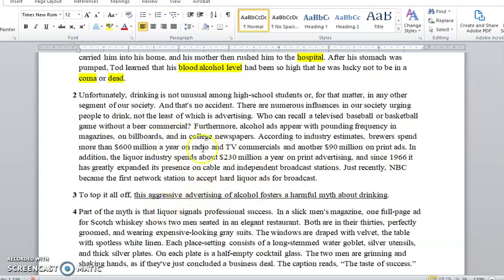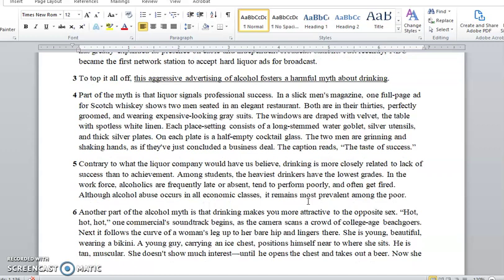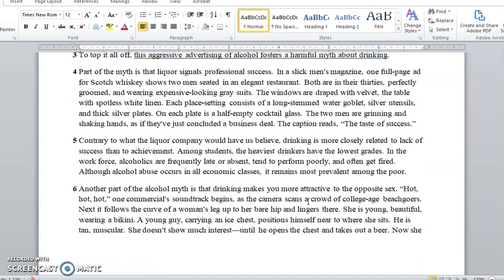And in the paragraph right before it, there was a lot of evidence that was trying to discuss why it might be considered aggressive. A little bit lower also, right here in paragraphs 5 and 6, there's a couple of them that would be good ones to underline as well. And again, we're underlining the assertions to show that these are strong opinions that the author is trying to make. And a good one here in paragraph 5 is, "Among students, the heaviest drinkers have the lowest grades."